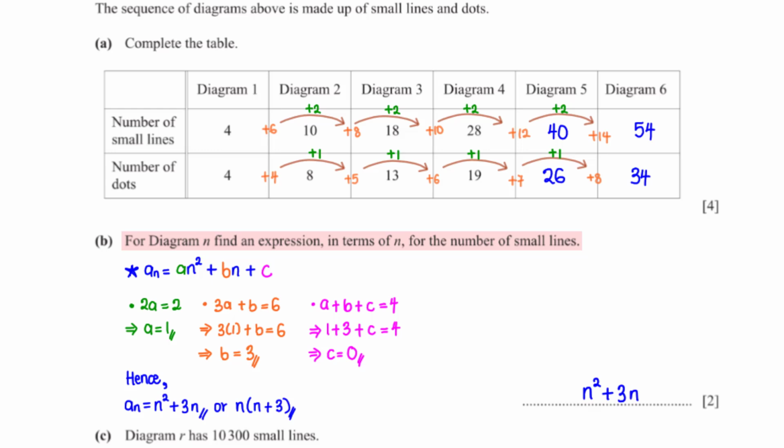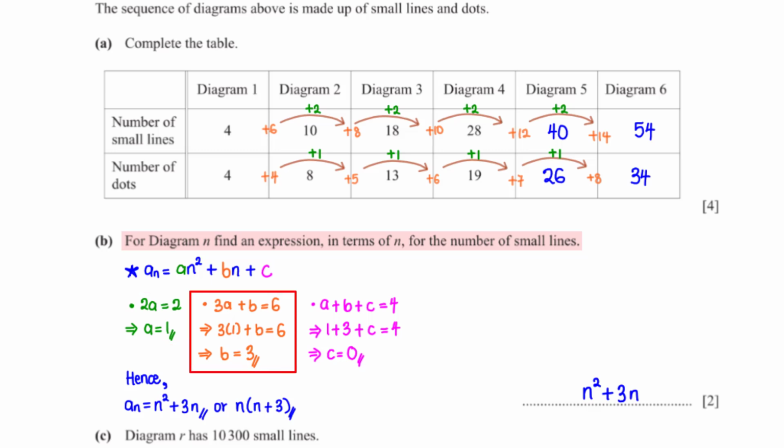For diagram N, find an expression in terms of n for the number of small lines. The sequence of numbers for the number of small lines have their differences increasing by a constant number, which tells us the sequence is a quadratic sequence. The nth term of a quadratic sequence can be expressed in the form an squared plus bn plus c. To find the value of a, we equate 2a to the constant difference, which is 2. This gives us a equals 1.